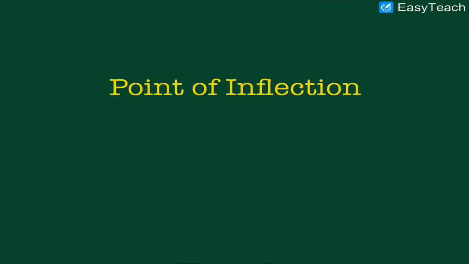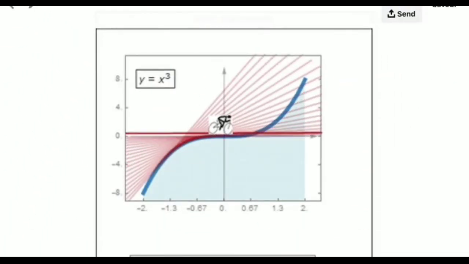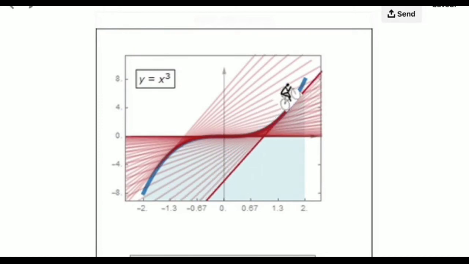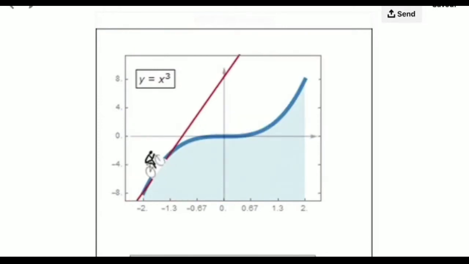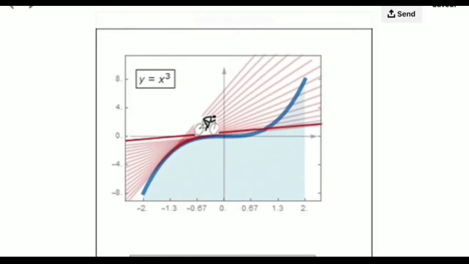Point of inflection is a point on the curve where the behavior of the curve does not change. Point of inflection is a critical point where before the point the function is increasing and after the point the function is also increasing. Here we can see that before the point 0 and after the point 0 the function is increasing. So 0 is the point of inflection.